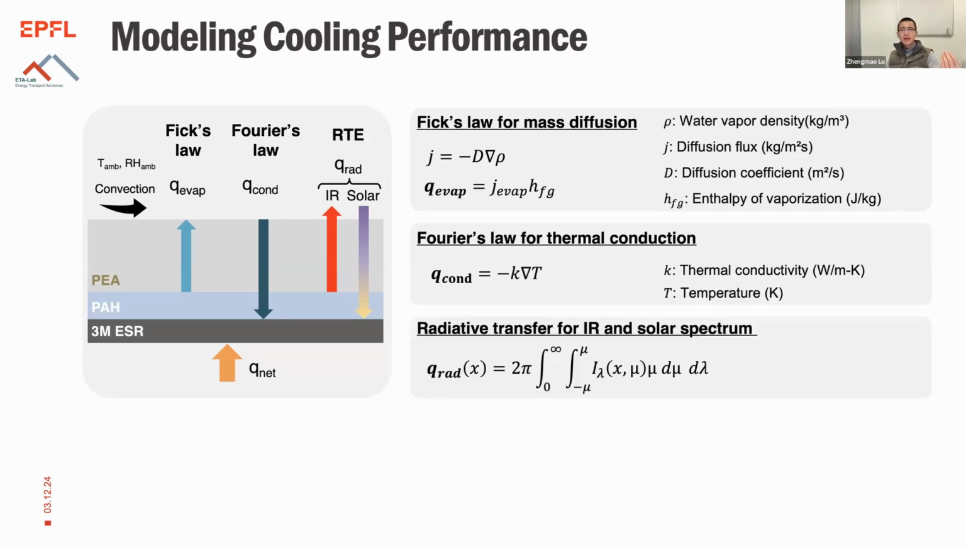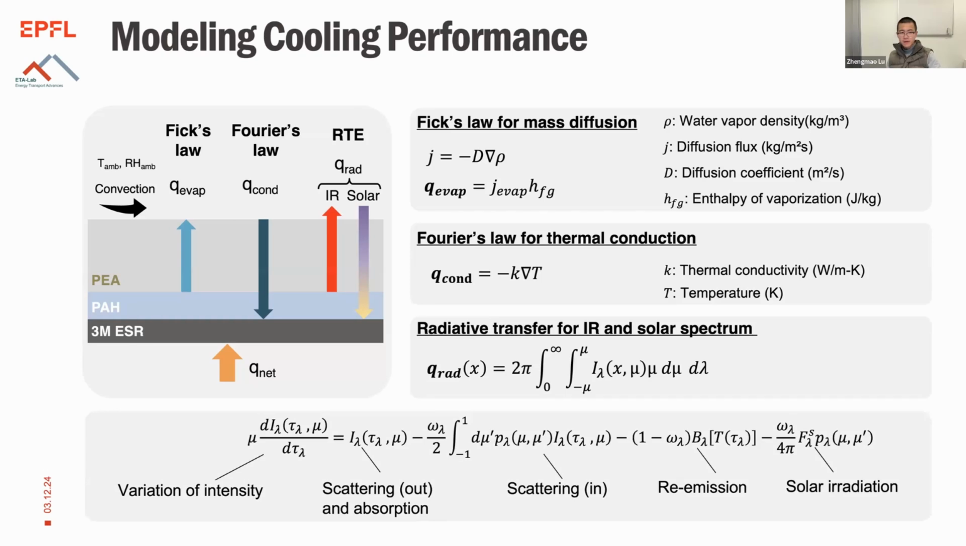And importantly, the radiative transfer for both the IR and the solar spectrum, accounting for the variation of intensity of the radiation as a result of the out-scattering, in-scattering, absorption, re-emission, plus the solar irradiation. So later, I'll present the modeling result together with our experimental data.